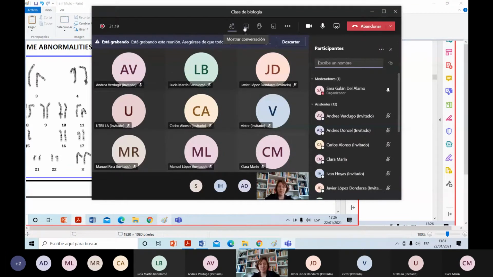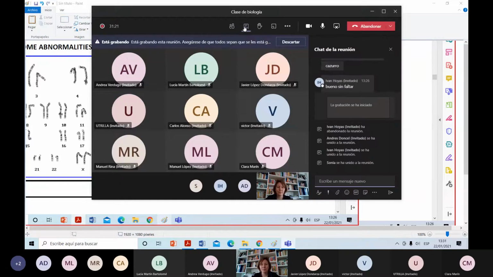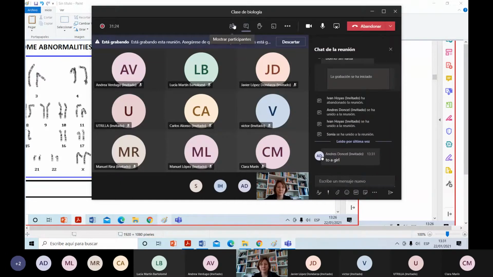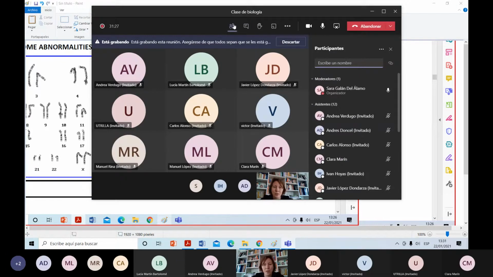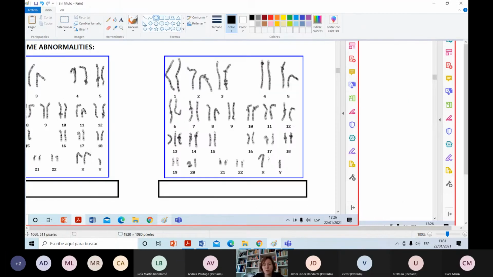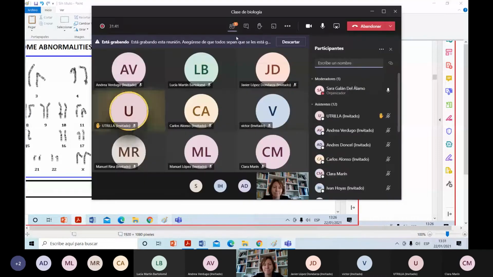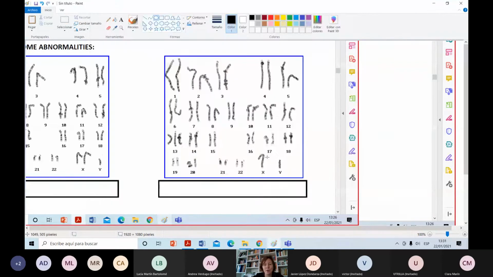Andrés, it goes for you. Nada, está dormido. Carlos, would you mind helping him? Does it belong to a boy or to a girl, this picture? Jorge knows it. Jorge, does it belong to a boy or to a girl? A boy, I think. It's a boy because it has one long chromosome, that is the X chromosome, and one short chromosome, that is the Y chromosome. So it belongs to a boy.